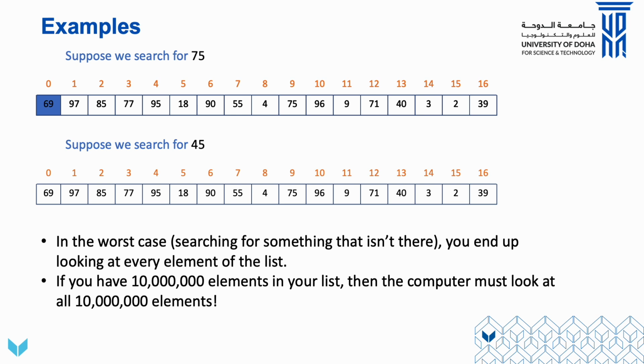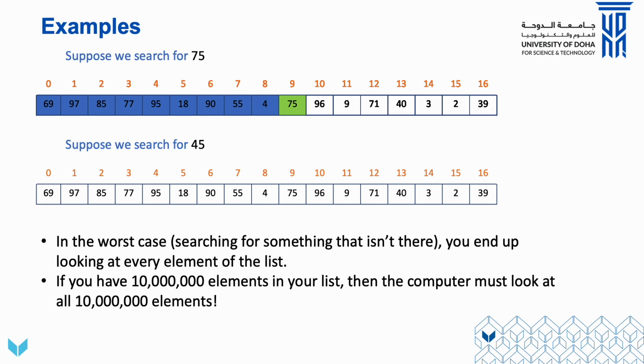So what do you do? You add 1 to the index. Is that a 75? No. Is that a 75? No. Is that a 75? No. Keep going. Here we go. Is that a 75? No. Is that a 75? Yes, so therefore I can stop and I don't have to look any further.